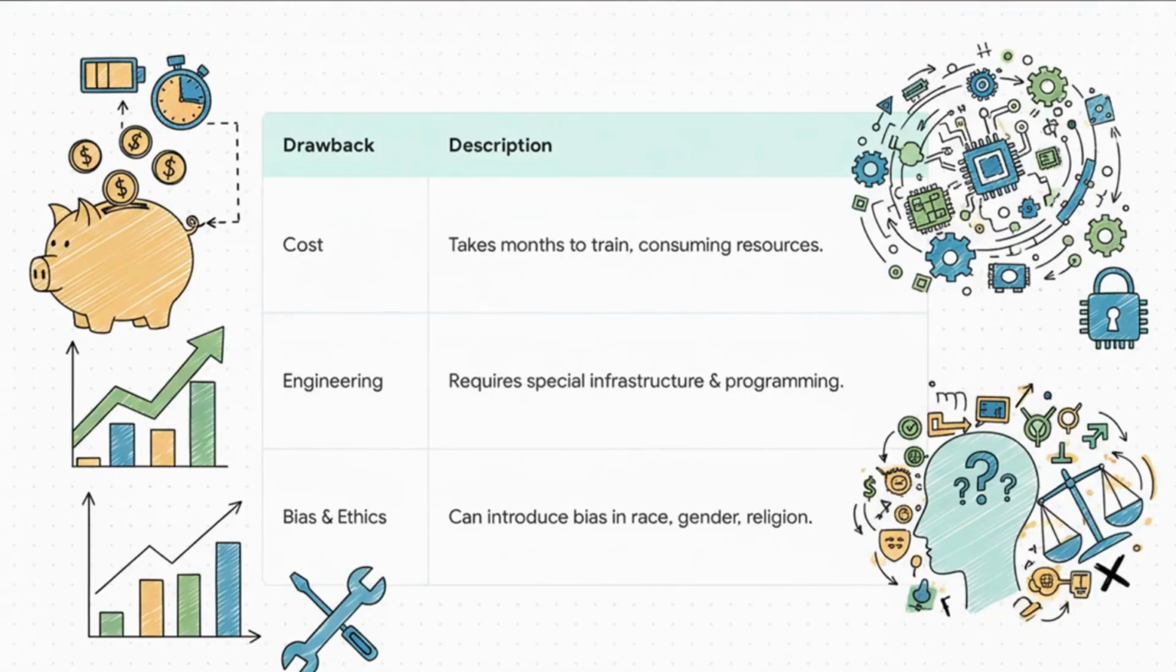First, the cost. It's immense. Training these models can take months and consumes just enormous amounts of energy. Then there's the engineering. It's incredibly complex, and it requires all this special hardware and programming. And maybe most importantly, there are the issues of bias and ethics. Remember, these models learn from a giant snapshot of the internet, so they can absolutely reflect and even amplify the human biases that are already out there. Things related to race, gender, you name it.